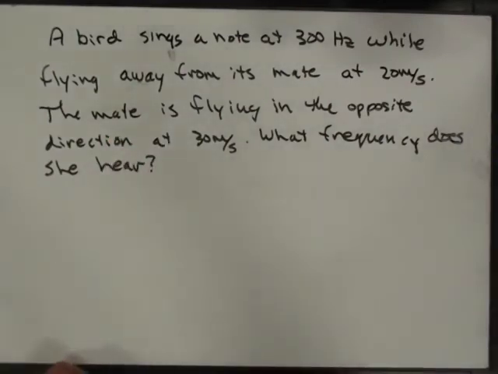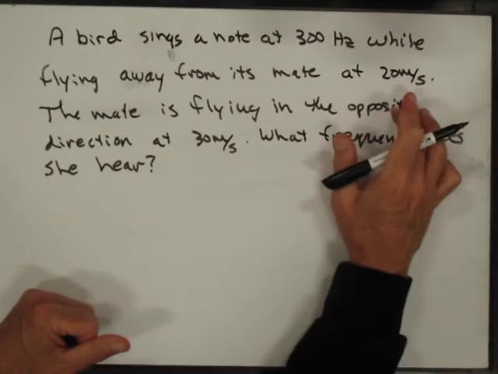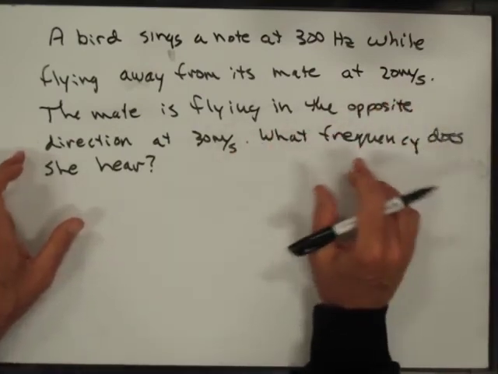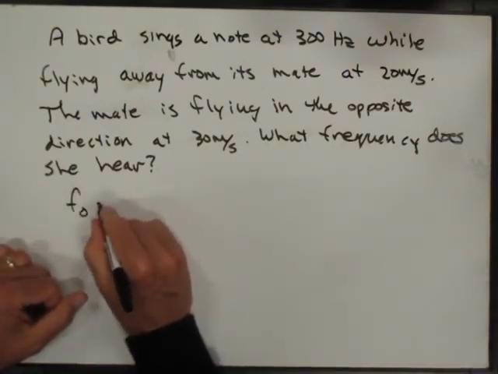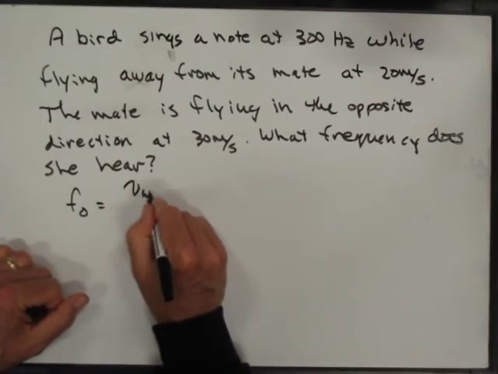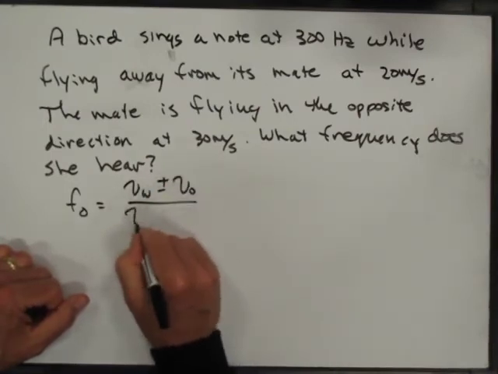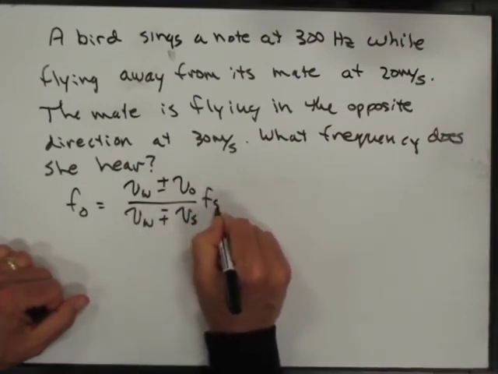So a bird sings a note at 300 hertz while flying away from its mate at 20 meters per second. The mate is flying in the opposite direction at 30 meters per second. What frequency does she hear? Right, and so this was our general formula: the velocity of the wave plus/minus the velocity of the observer, over the velocity of the wave minus/plus the velocity of the source, times the frequency of the source.